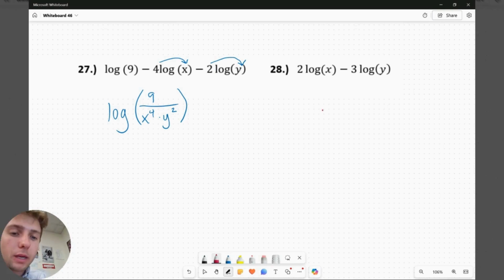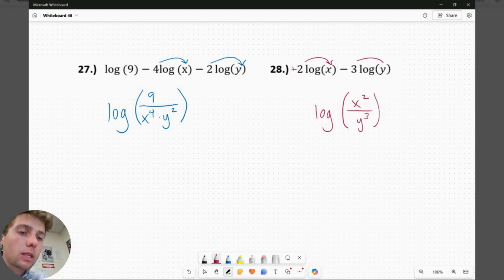Number 28, wrapping up with another example. The 2 will go inside with the x. It is positive. Make sure it's on top. The y is negative. It's on bottom with the exponent of 3. We have now condensed these logs, and we have our final answers.